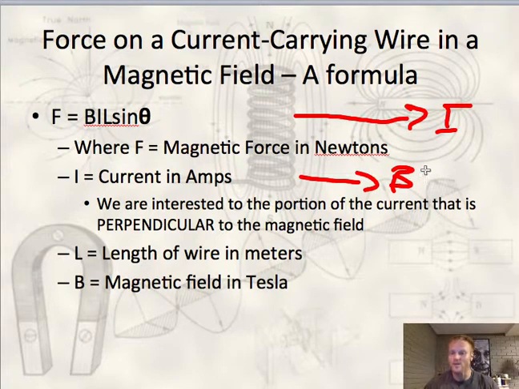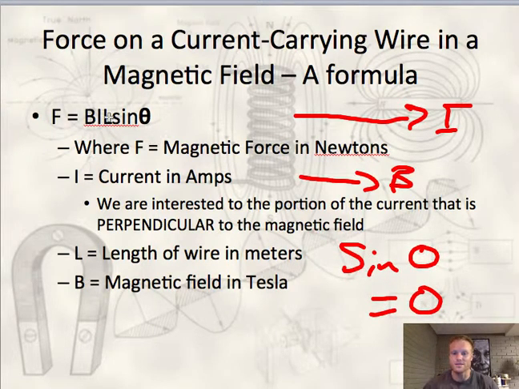So will there be any force created? Well, according to this equation, the answer is no. How come? Well, if you put the sine of 0 in your calculator, you're going to get 0. 0 times anything is going to be 0. So we're only interested in the portion of the current that's perpendicular to the magnetic field.